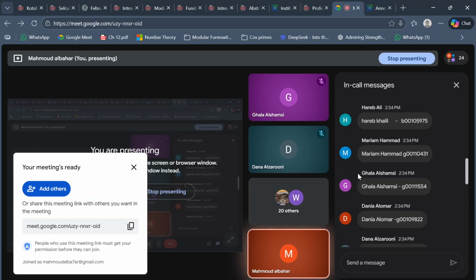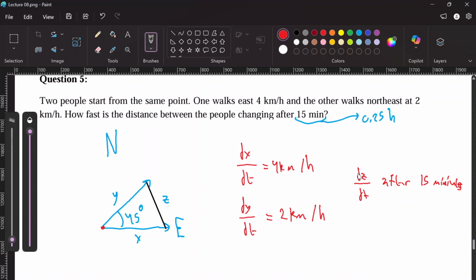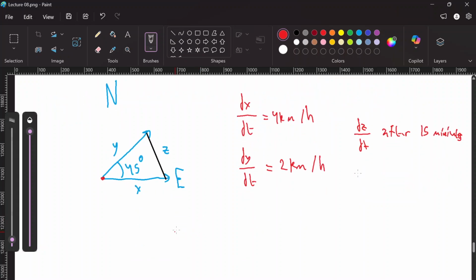Do you know which formula we will use to relate this data? We will use the cosine rule, okay? z squared equals x squared plus y squared minus 2xy times the cosine of the angle between them, which is cosine 45 degrees. What is cosine 45 degrees? 1 over square root of 2. So we have x squared plus y squared minus 2 over square root of 2, which is square root of 2, times xy. Good.